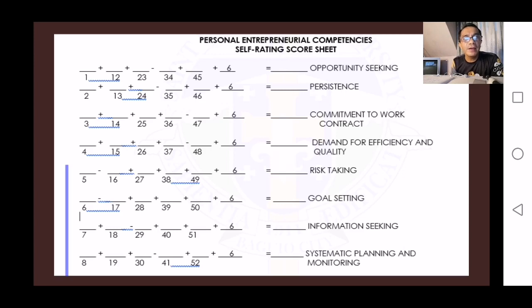You will find there a blank, then plus another blank, plus another blank, minus another blank, plus another blank, plus 6, and then is equal to. Okay. And then, for each blank, you will find a number below it. So, halimbawa, yung unang linya, no? Ang number below that line is 1. Yung second line, ang number below it is 12. Then followed by 23, 34, 45. Okay? So, anong ibig sabihin niyan?